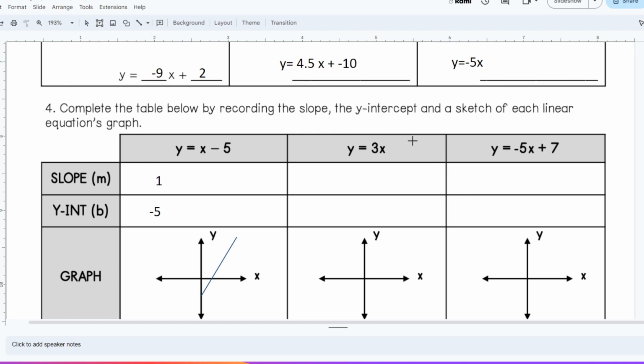Here, I don't have a b value. So my b value is 0. And it's a positive slope, so it's going to go up 3 over 1. So it's going to look a lot straighter than that. It's going to grow faster because it is a steeper slope than 1. So it might look something like this. It's passing through the origin point.